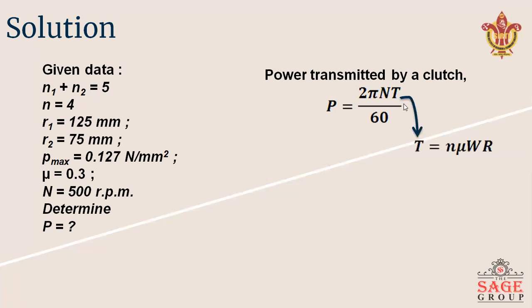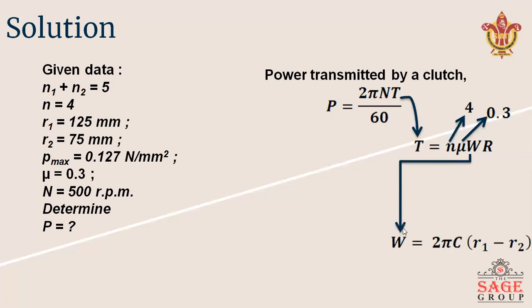So the torque transmitted by the clutch T is equal to n mu W R. Here you can see the value of n is equal to 4. It is given in the given data, and mu is equal to 0.3. Now we have to calculate the W, that means the axial load transmitted to the clutch. W is equal to 2 pi C (R1 minus R2). Now we have the values of R1 and R2, but we don't know about C. That is a constant, so we have to calculate its value.